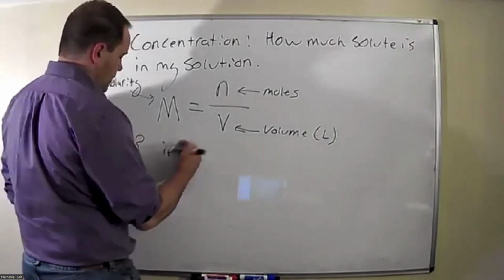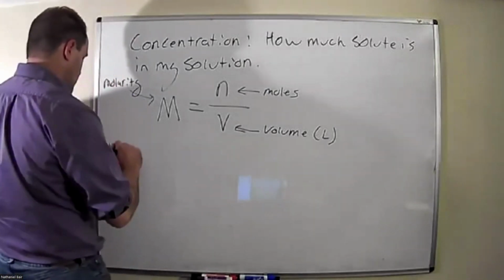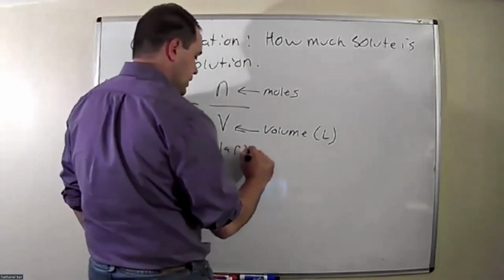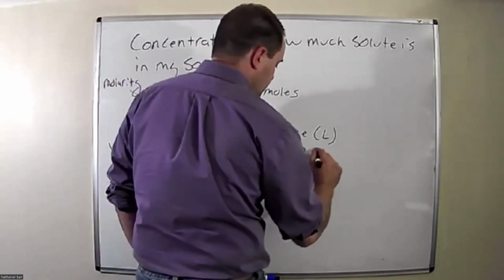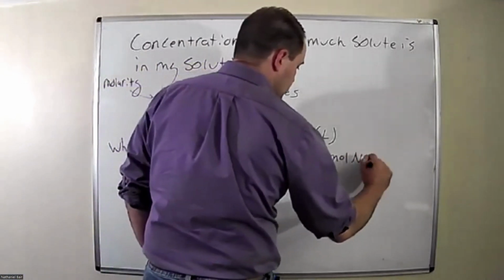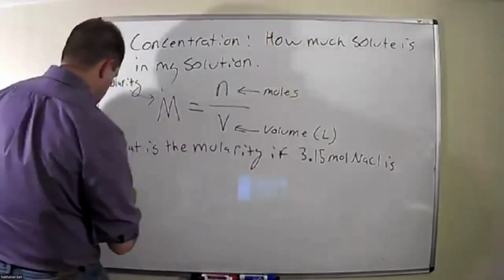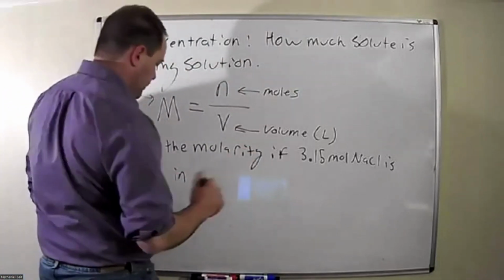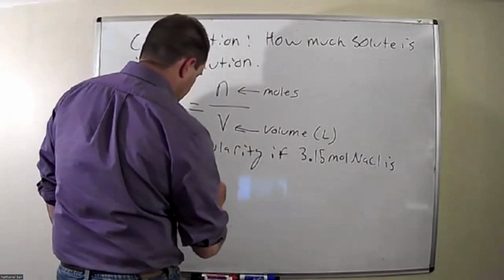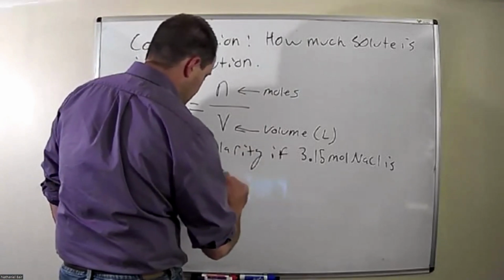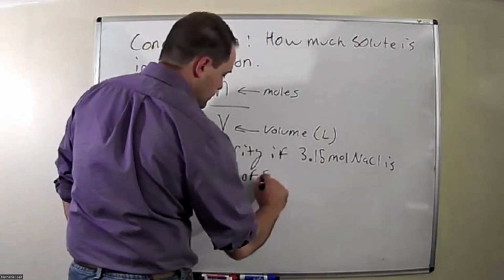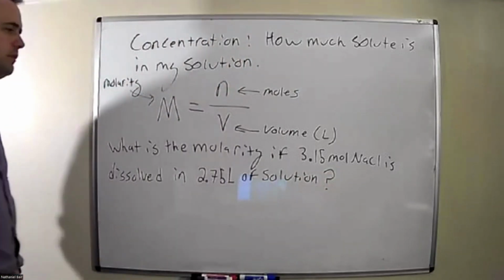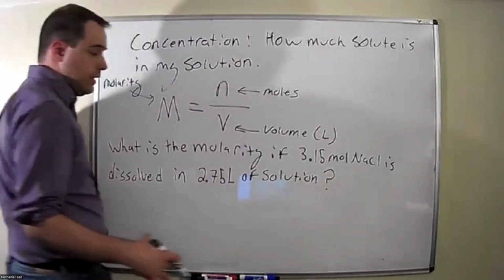Here, I'll write it out as a sentence. What is the molarity if 3.15 moles of sodium chloride is dissolved in 2.75 liters of solution? So it's literally as easy as it could get.